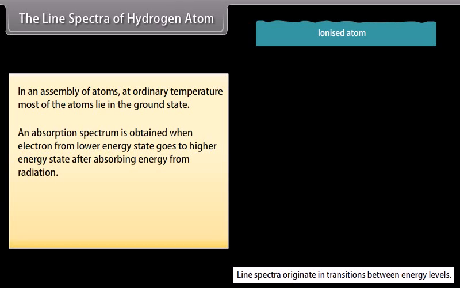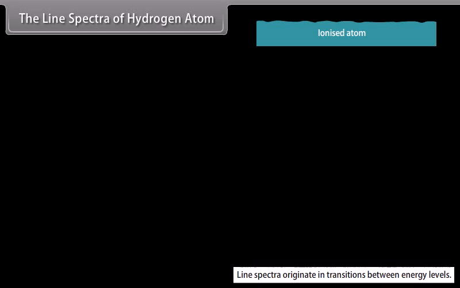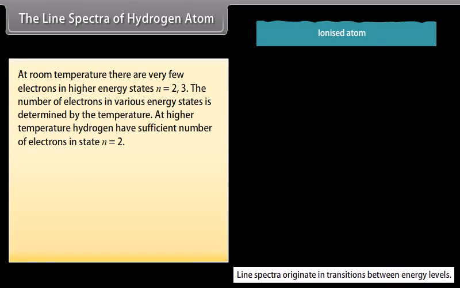An absorption spectrum is obtained when electron from lower energy state goes to higher energy state after absorbing energy from radiation. The frequency of absorbed radiation is given by h nu equals E high minus E low. At room temperature, there are very few electrons in higher energy states, n equals 2 and 3. The number of electrons in various energy states is determined by the temperature. At higher temperature, hydrogen has a sufficient number of electrons in state n equals 2.